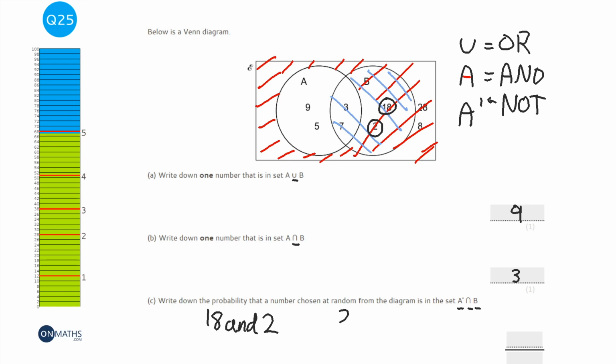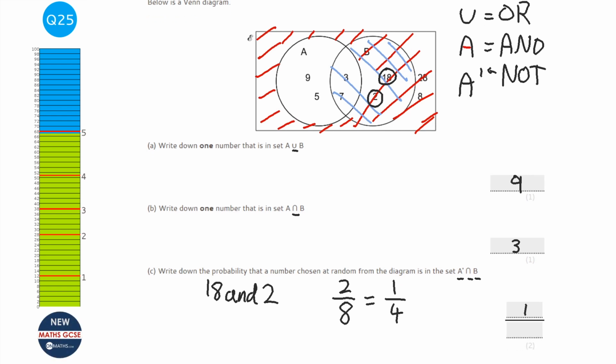So there are 2 numbers that fit that bill. So that will go at the top of our fraction. And there's 1, 2, 3, 4, 5, 6, 7, 8 in total. Now I can simplify that a little bit to make it a quarter. And so my answer to that will be 1 over 4, or a quarter.